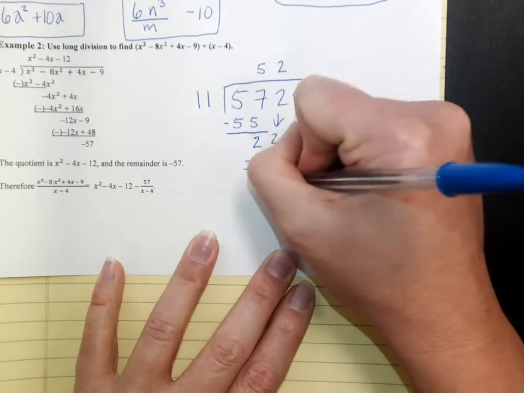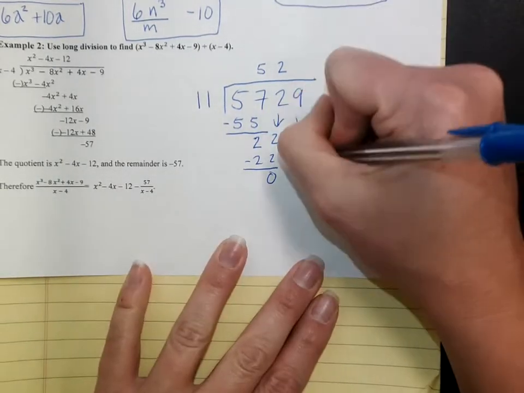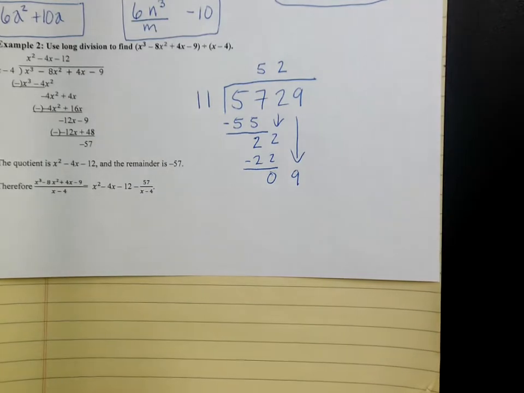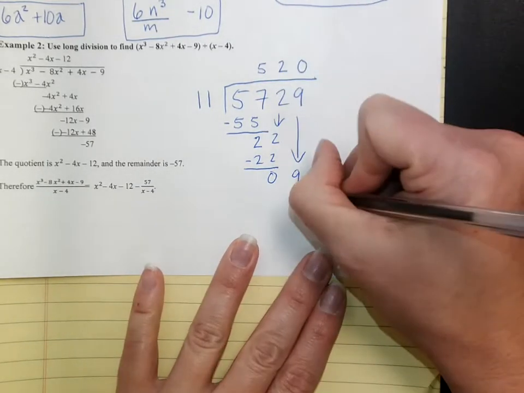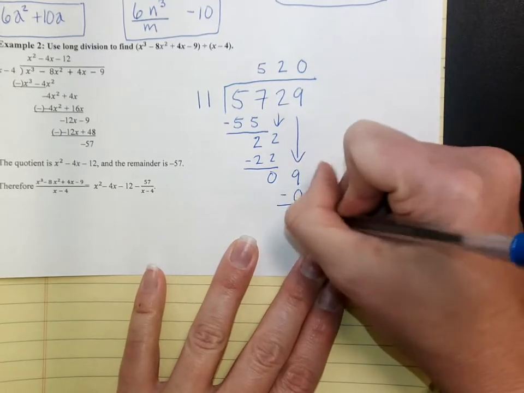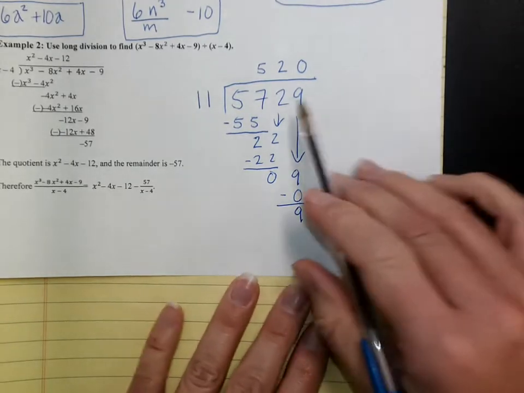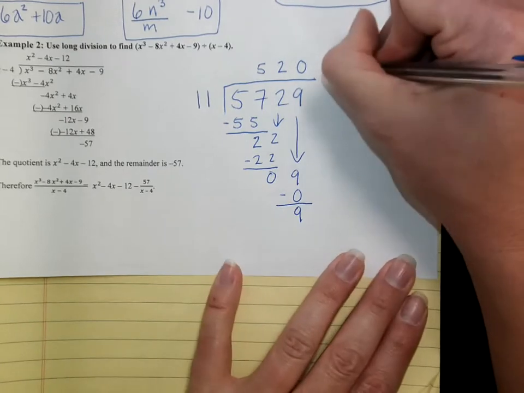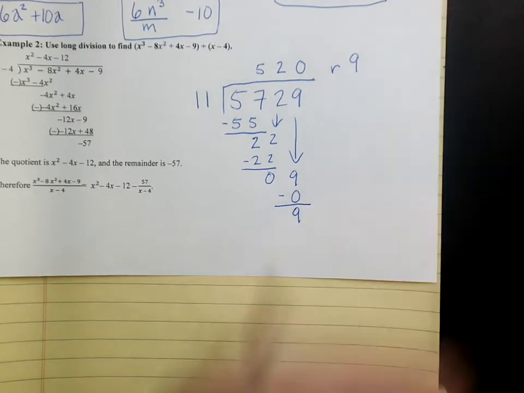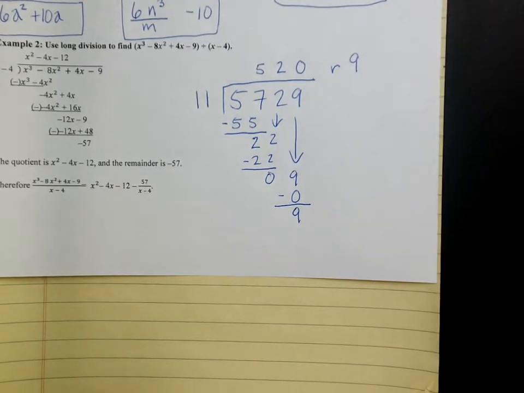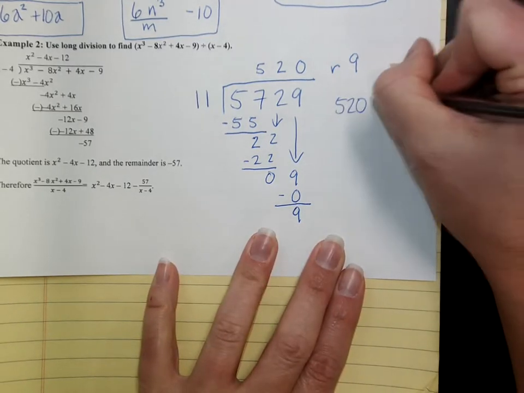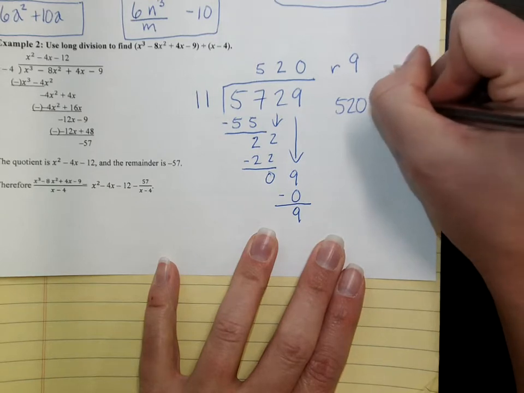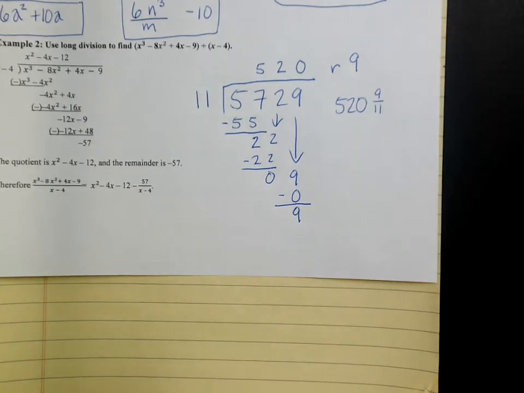You subtract those and get 0. You bring down the 9. How many times does 11 go into 9? It doesn't go in there evenly, so I put a 0. 11 times 0 is 0. When you subtract, you get a 9. So we would say this is 520 with a remainder of 9. Okay, once upon a time we did that. You could also write that as 520 with 9/11ths left. Okay, just a review of long division.